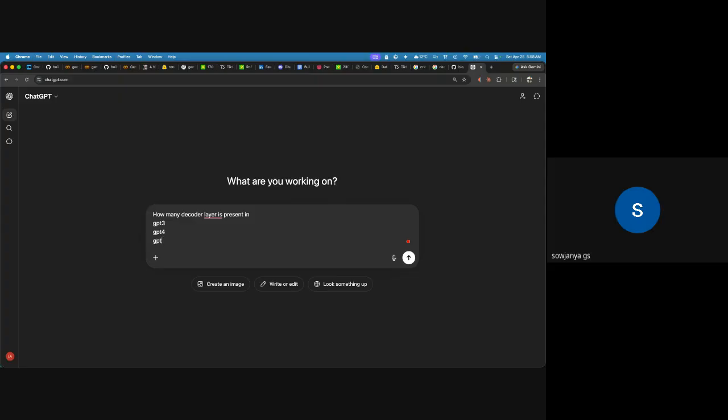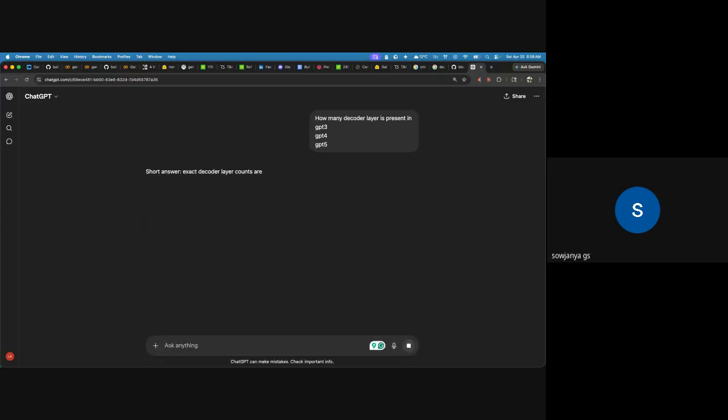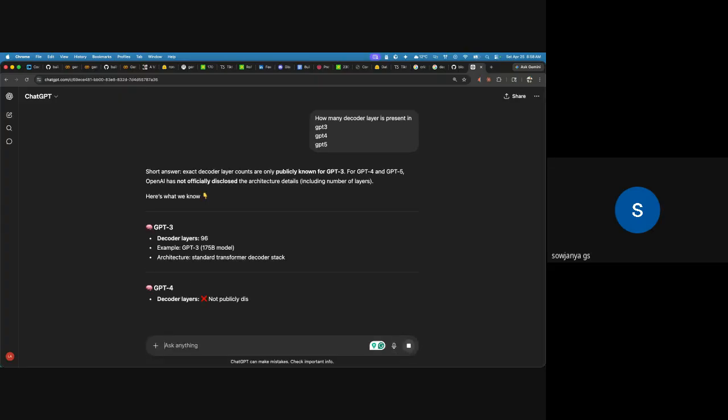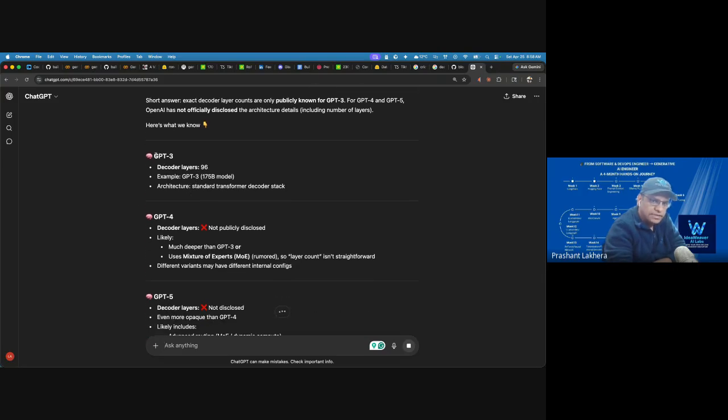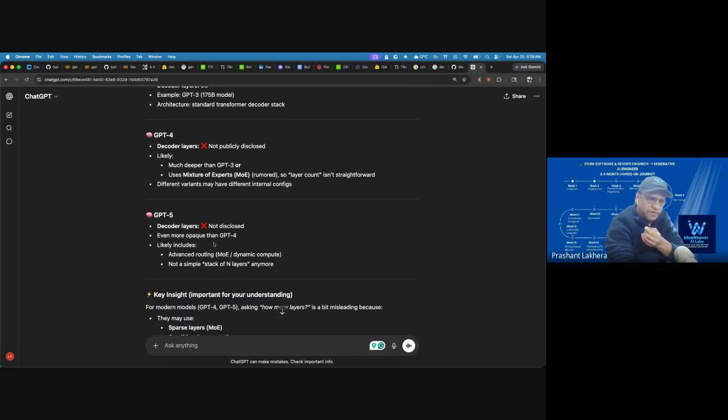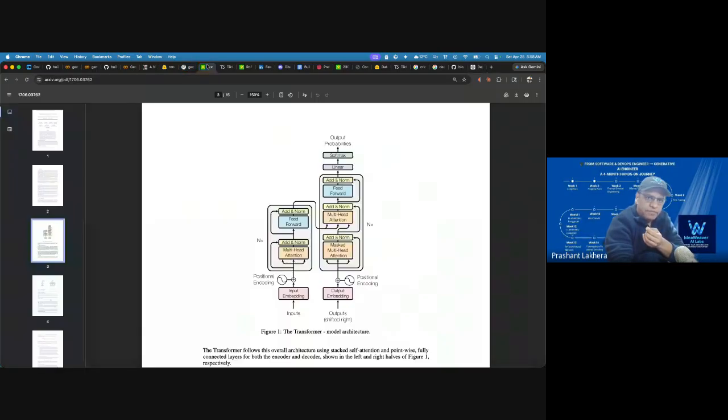And also, you said the encoder is no longer used. So what is it? Okay. Sorry, before that, GPT-3 has used 96 decoder layers. So that means one decoder architecture, second, third, all the way up to the 96th. GPT-4 is not publicly disclosed, GPT-5 also not. In this paper itself, they used 6 decoder blocks. And if you remember, this is used just for translation, English to French translation.